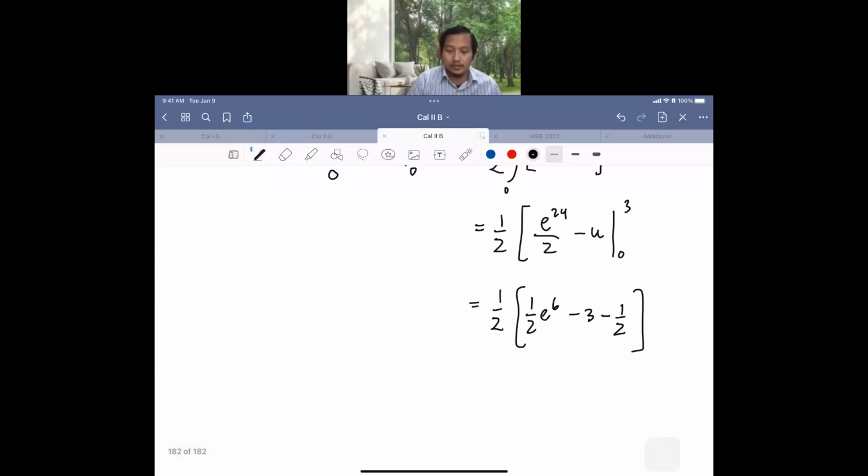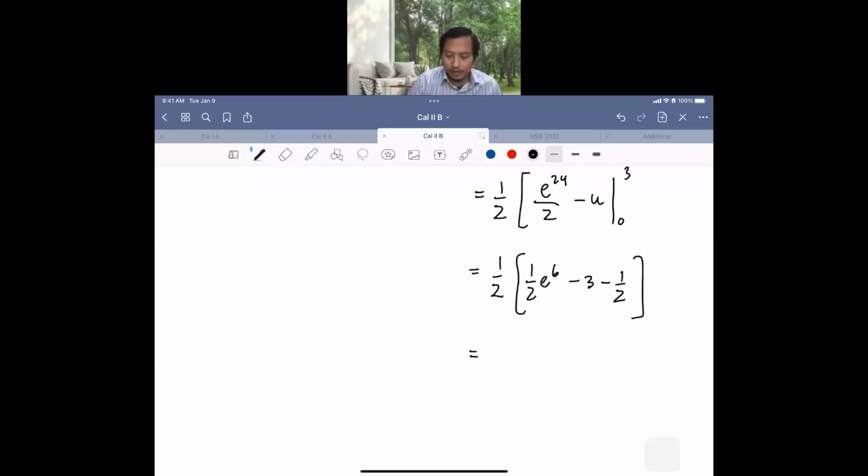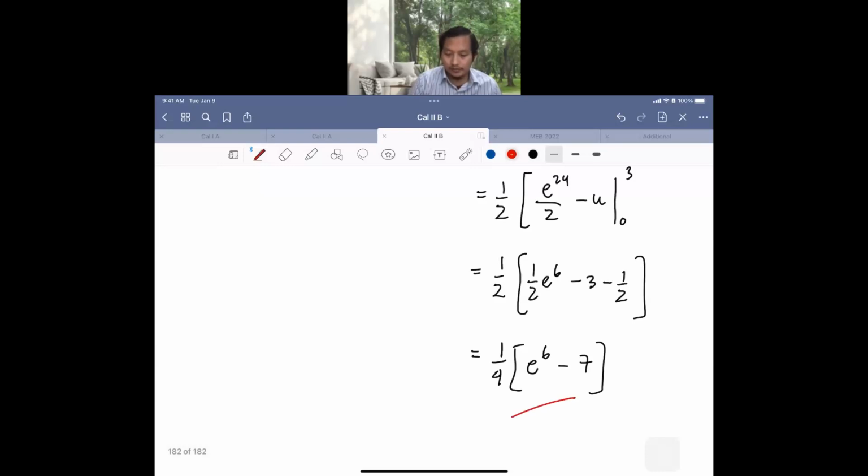Okay. And this will be resulting in 4 over 6, 7 over 2, right? 7 over 2. Take the half, so 1 over 4 e with power of 6 minus 7, right? Okay, that's the answer.